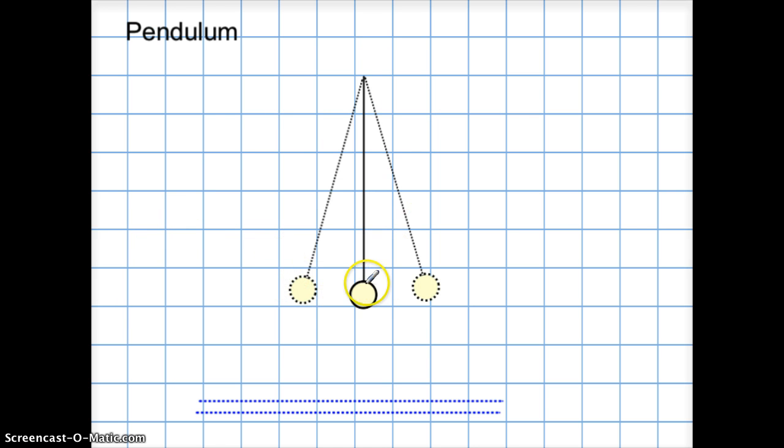A pendulum has different parts. This is called a bob, and then of course we have the string. The bob is just simply going to go back and forth. If I displace it here, it is going to swing back and forth in simple harmonic motion, just back and forth, back and forth.